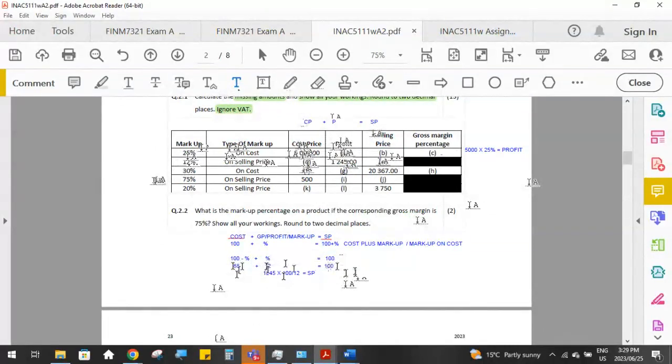You write 100 under the selling price, you write 12 under the profit markup, and then you calculate that this must be 88. And if I wanted to calculate the cost, I would say 1245 times 88 divided by 12 over 12. That will give me a cost price.